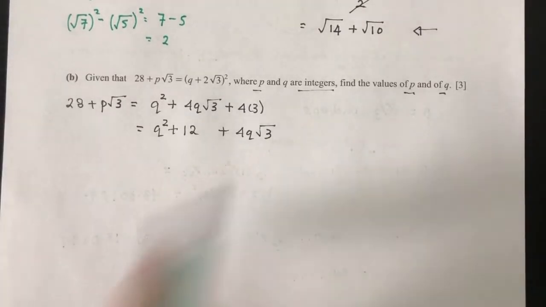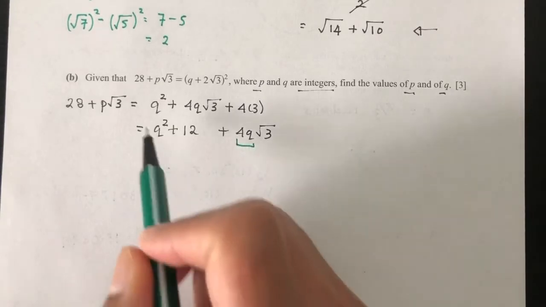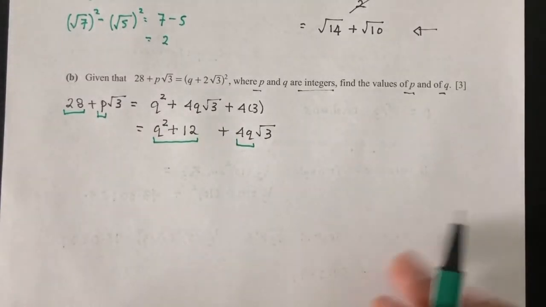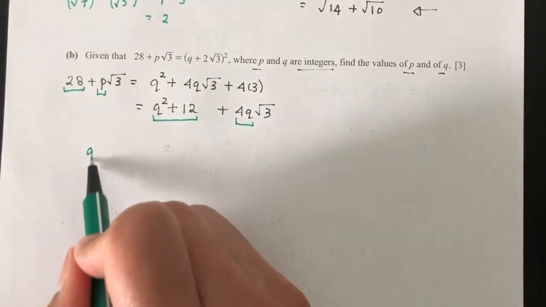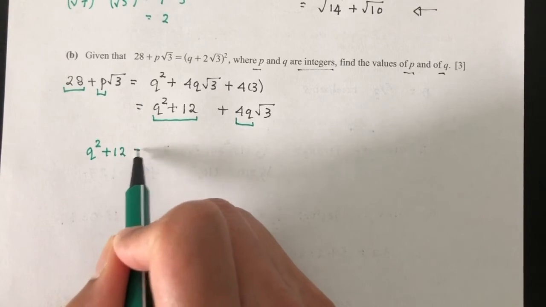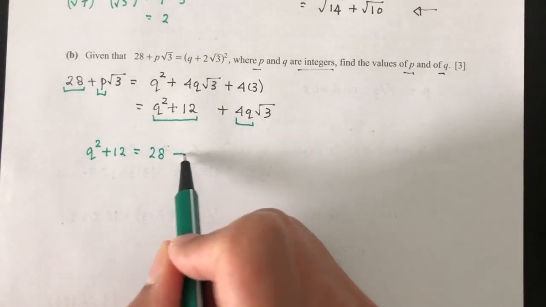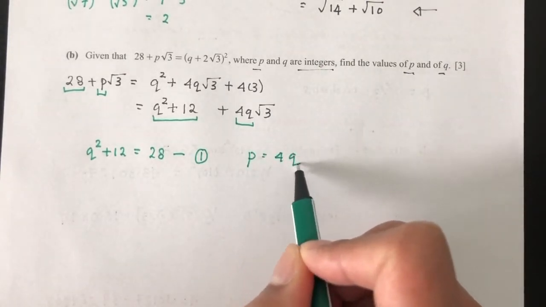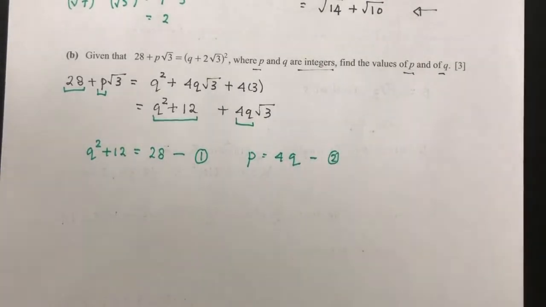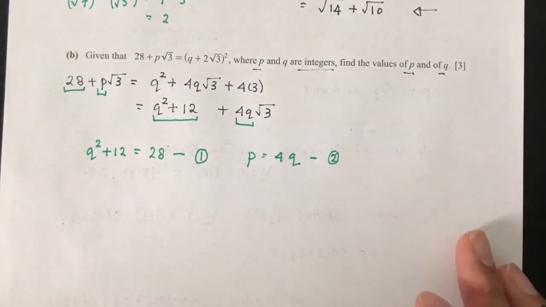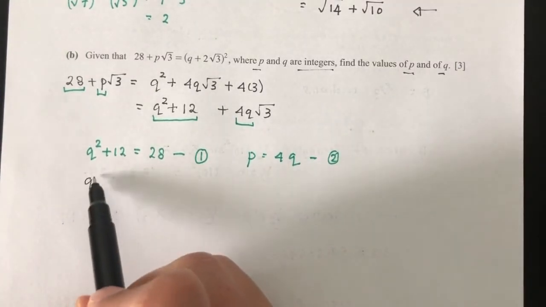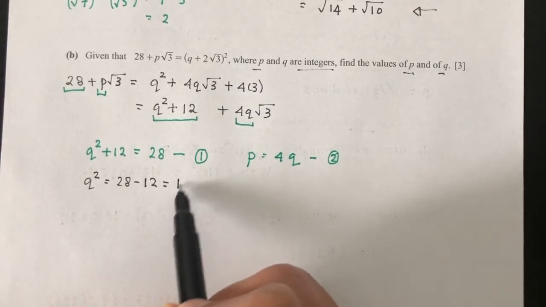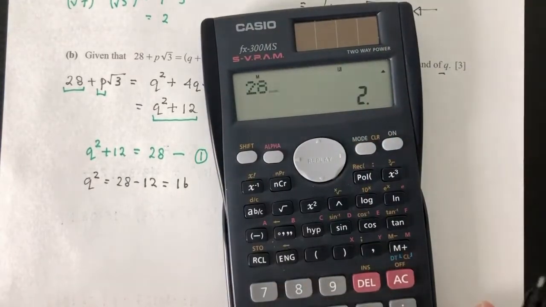So now you have to compare the coefficients. So this one is equal to this, and this one is equal to this. So let's form two equations. First one is q square plus 12 is equal to 28. That is equation number 1. And we have p is equal to 4q. Equation number 2. Now let's solve this to find the value. So what is q square? 28 minus 12, that should be 16. Let's check. 28 minus 12 should be 16.